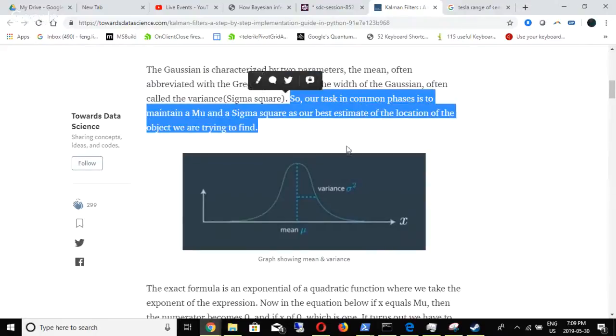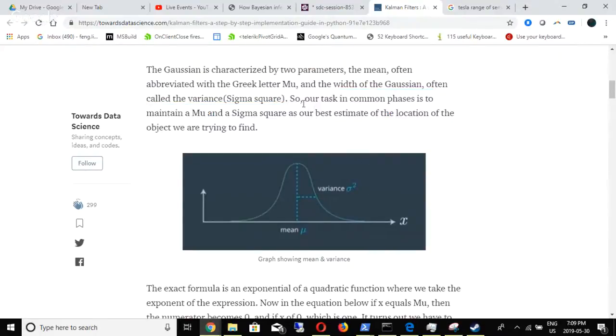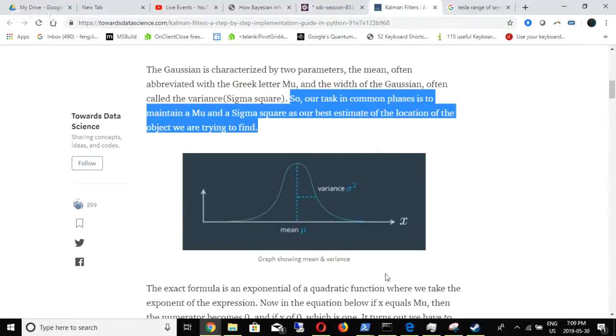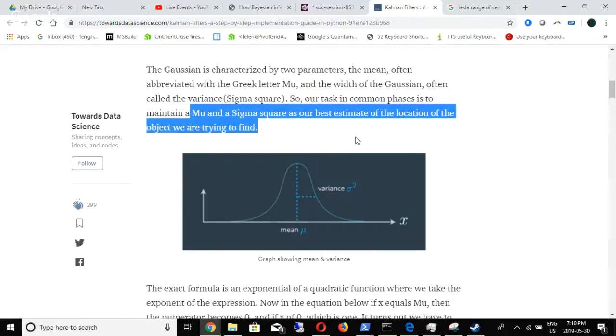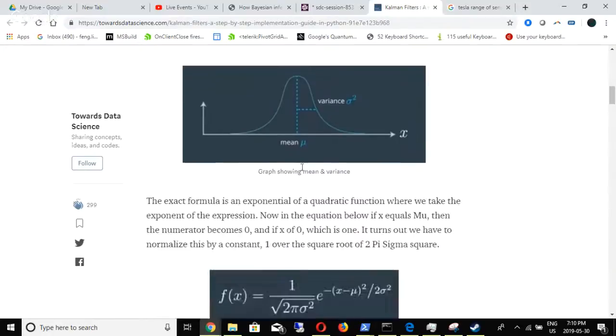So of course, there's more that goes into this, but to think of this task by itself, of the Kalman filter itself, that's all you really do have to worry about. Okay, so mu and sigma squared: the best estimate of the location we're trying to find, and the idea is you want a very narrow Gaussian.